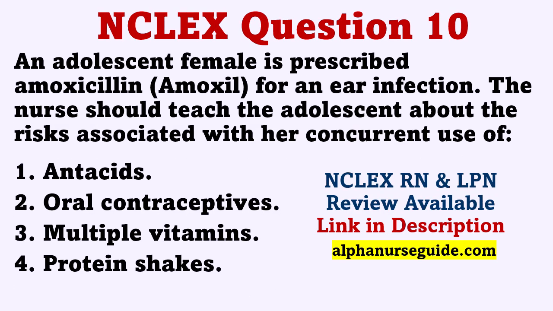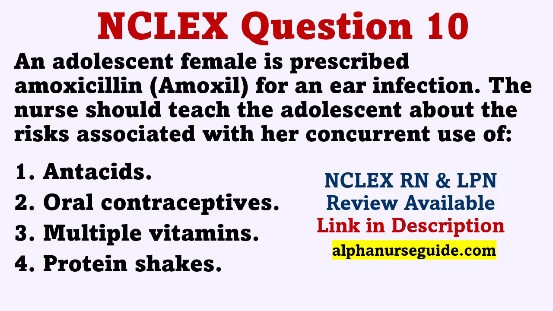An adolescent female is prescribed amoxicillin, Amoxil, for an ear infection. The nurse should teach the adolescent about the risks associated with her concurrent use of 1. Antacids, 2. Oral contraceptives, 3. Multiple vitamins, 4. Protein shakes. The correct answer is 2.